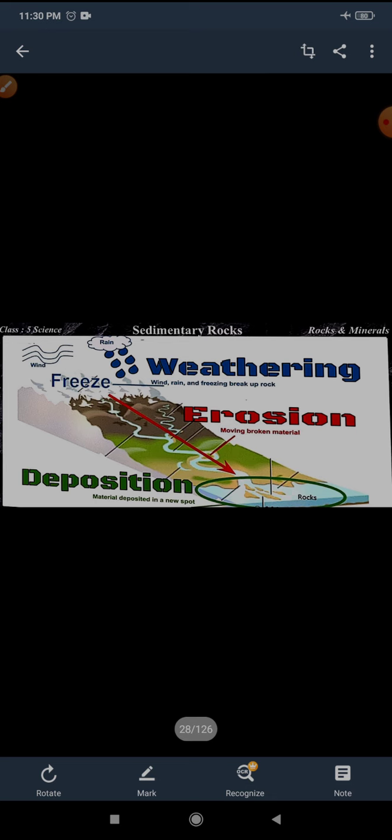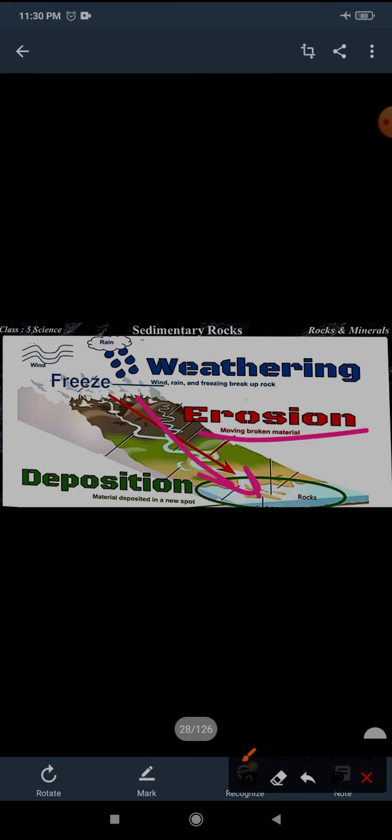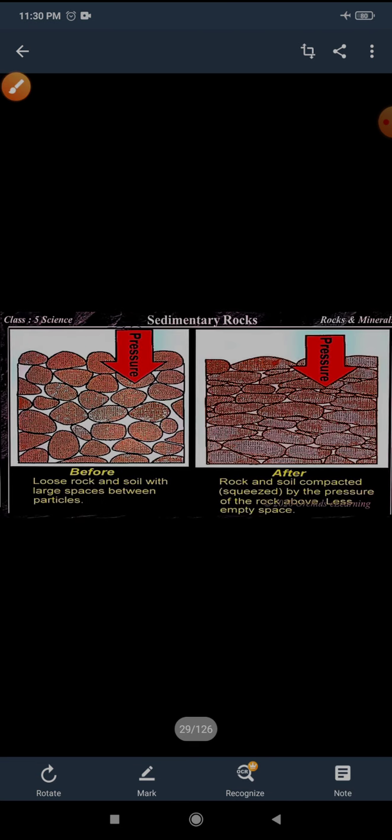Okay, so repeated deposition. Here you can see the deposition, how it is happening due to weathering and erosion, and how it is deposited in the ground. Repeated deposition presses down the lower layers and hardens them into rock. Here you can see the pressure.